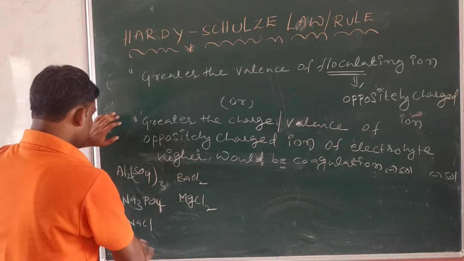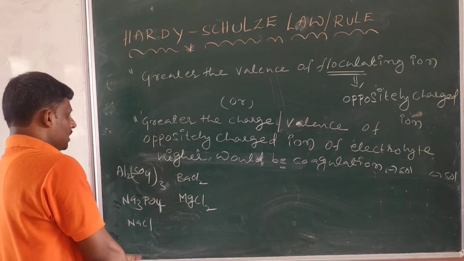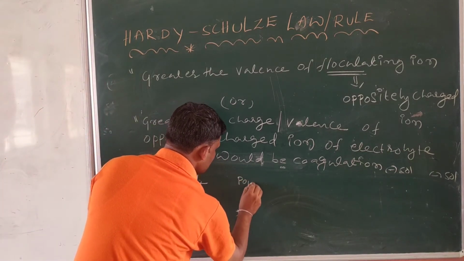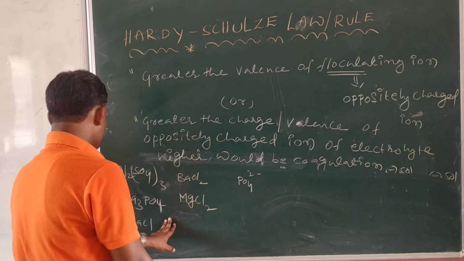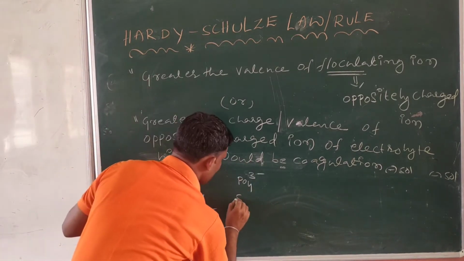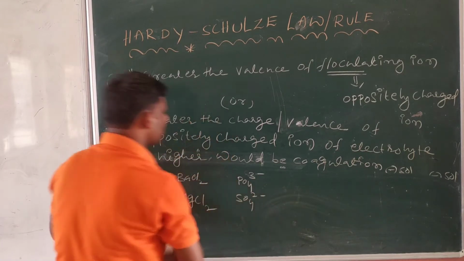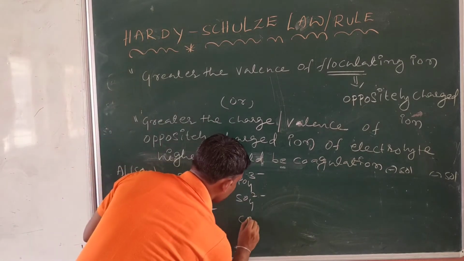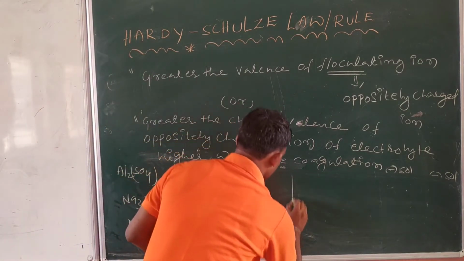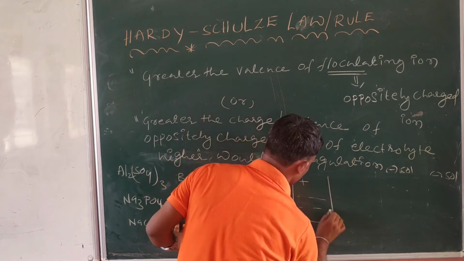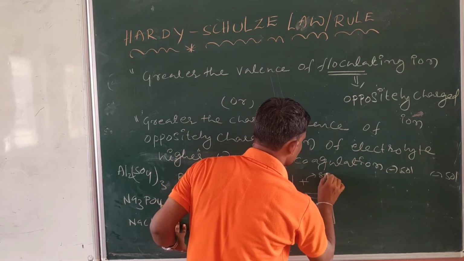Now here, negative ions. Pick up the ions: PO4 3 minus, and SO4 2 minus, as well as Cl minus. Now I am taking, for example, three positive sols. This is the positive sol solution.